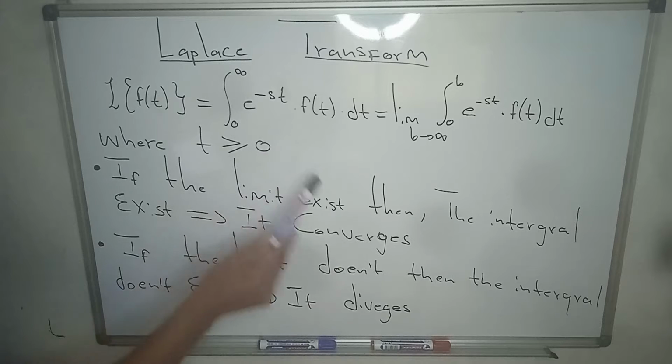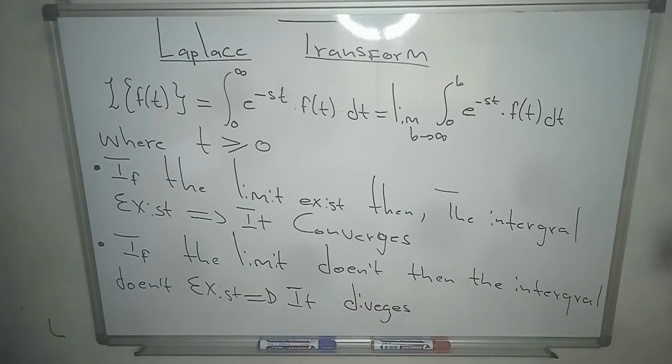So if you don't want to write it this way, you can write it that way. But we are saying that t is greater than or equal to 0. So we are saying that if the limit exists, then the integral exists. And if the integral exists, it means that the integral converges. So if the limit does not exist, then the integral does not exist. Therefore, it diverges. So let us take an example.